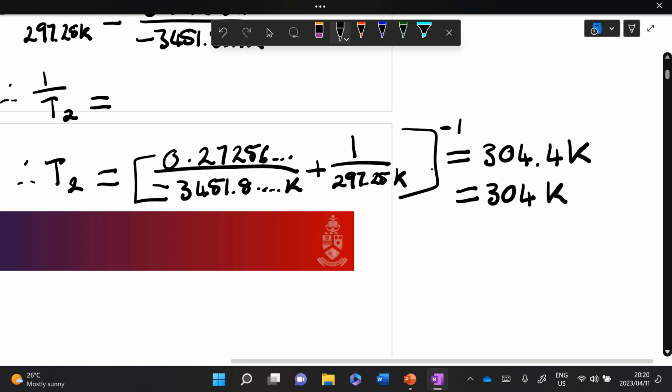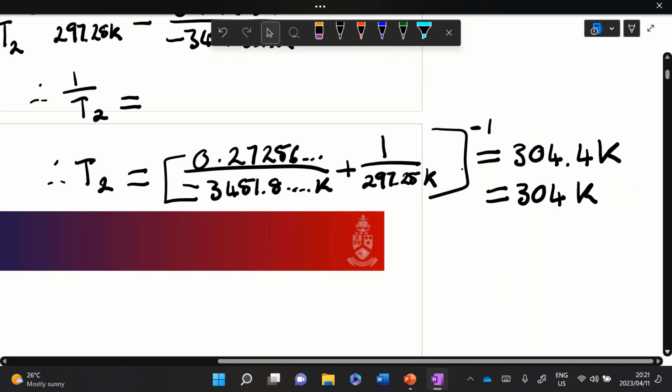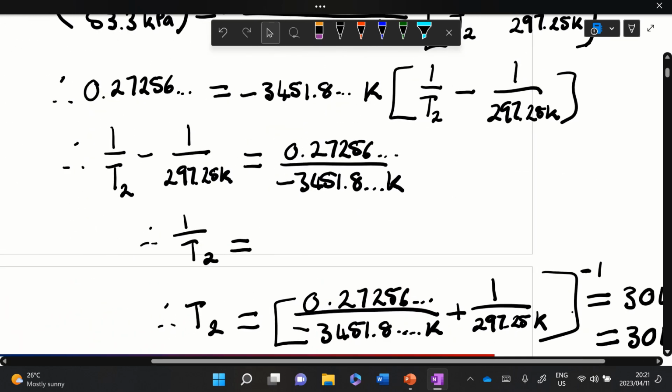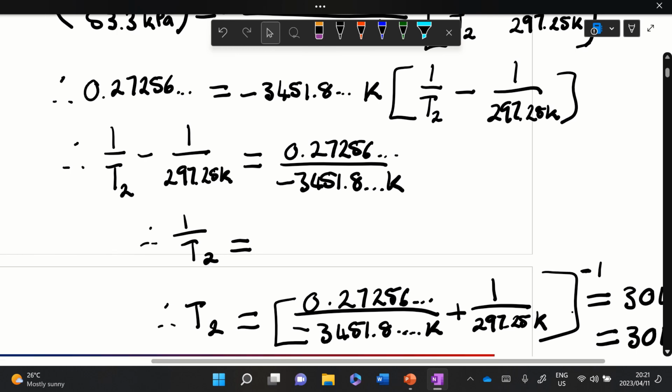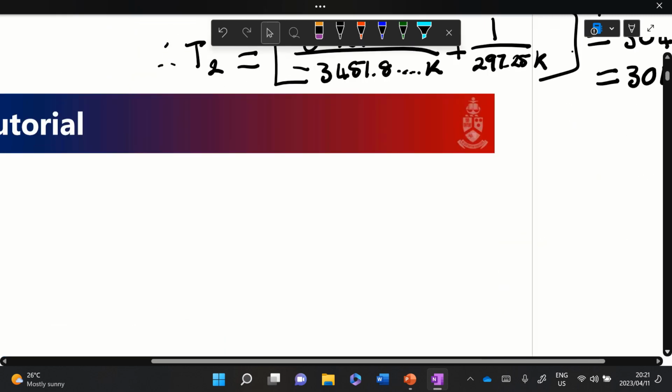Because we have given 3 significant figures in everything that we're given at the start. So 304 Kelvin, 3 significant figures, if you want to do it like that. This way you have to carry around a lot of different numbers. It's an easier way to calculate it in the sense that you can calculate each thing individually, and you carry it on.